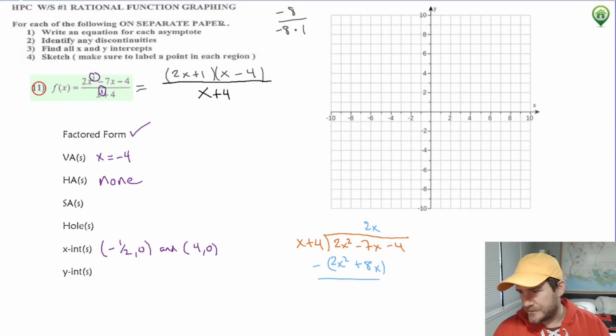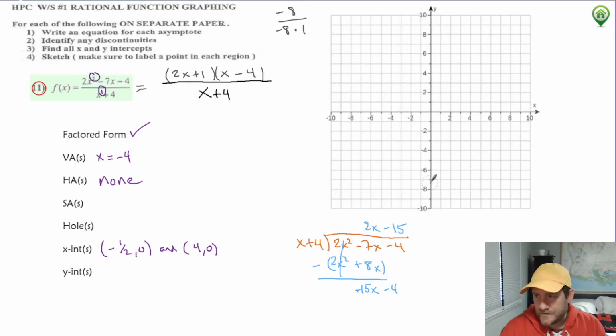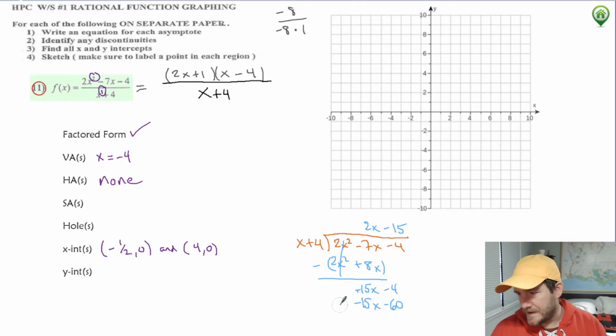And then subtract to be left with negative 15x, of course. Drop the negative 4. Do it again. And we see x goes into that negative 15 times. At which point I'm enraged because I see now that I can't fit that slant asymptote on this grid. So, oh well, I guess we'll have to fix that and work around it. But negative 15 times x minus 4 gives me negative 15x minus 60. So when I go to subtract, I get a remainder of positive 56.